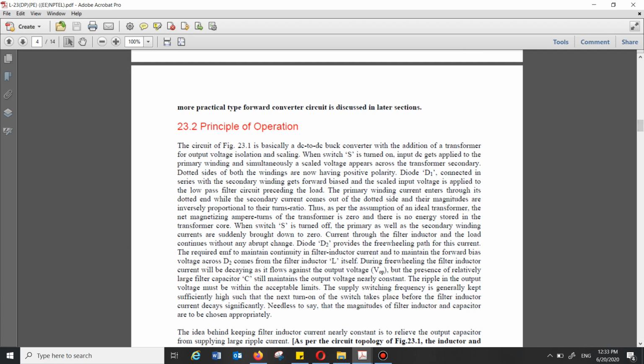The required EMF to maintain the continuity in the filter inductor current, and to maintain the forward bias across D2, comes from the filter inductor itself. During the off cycle, the energy stored in the inductor helps to forward bias D2. During the freewheeling time, the filter inductor current decays as it flows against the output voltage.